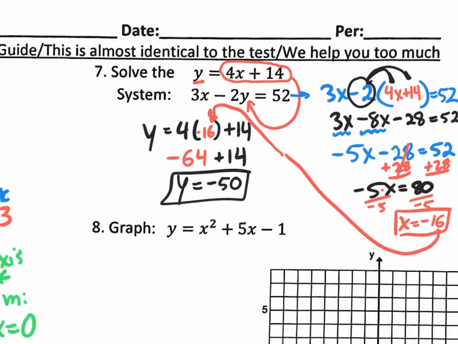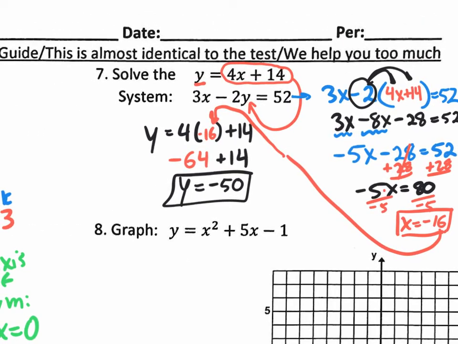Or they could write it out as x equals negative 16, y equals negative 50. This video is already way too long, so we're going to pause it right here and pick it up on the next video.